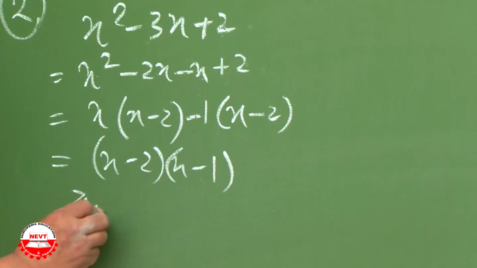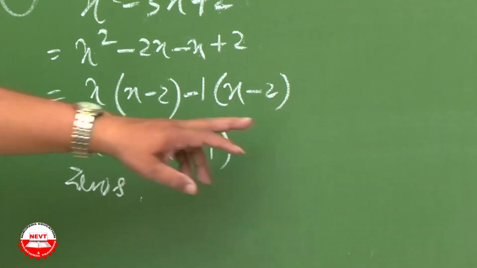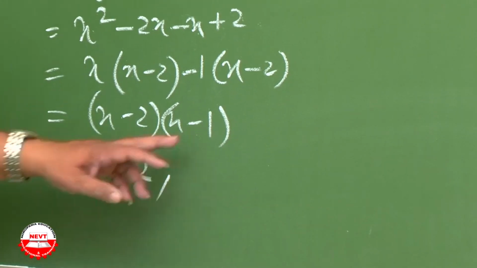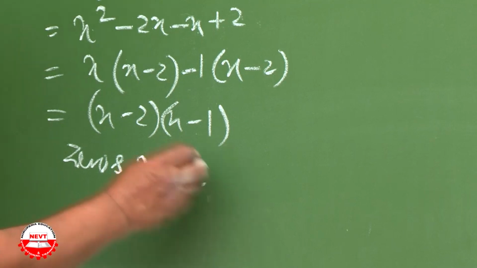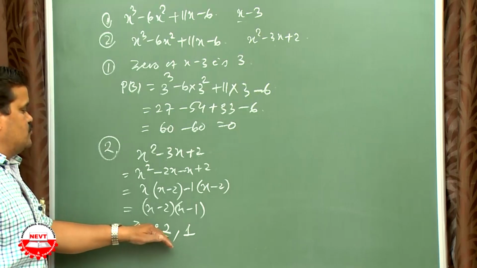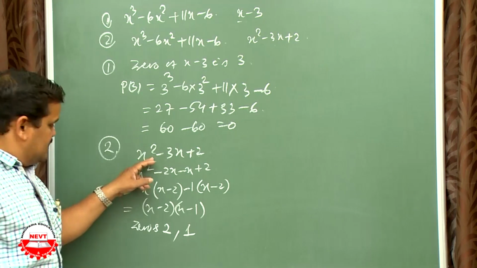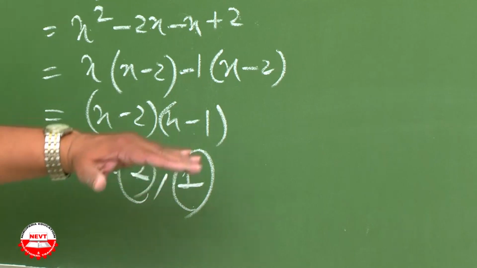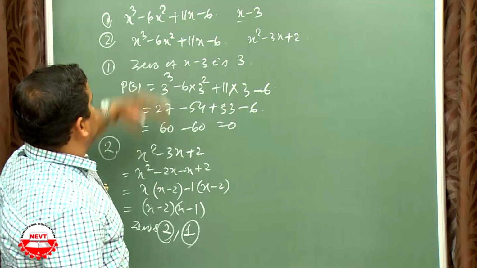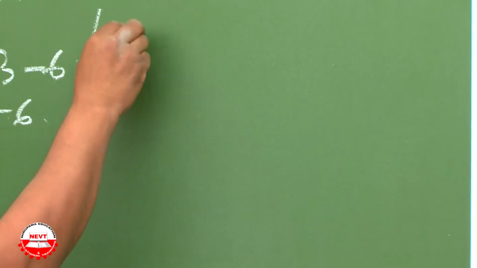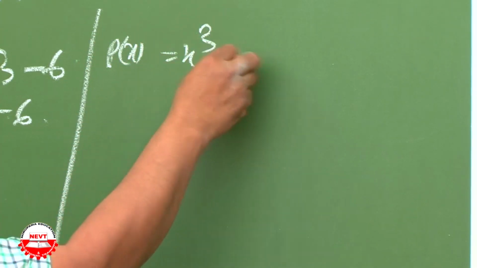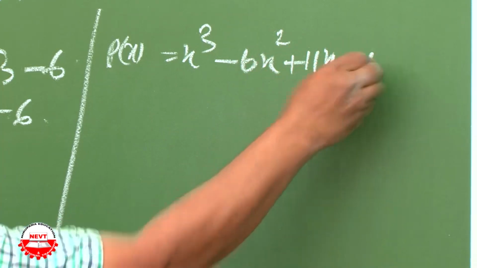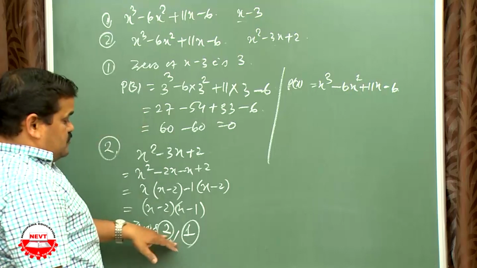So what are the zeros? If x minus 2 is equal to 0, then x is equal to 2, and if x minus 1 is equal to 0, then x is 1. That means 2 zeros are there, 2 and 1, because it is a quadratic polynomial. Okay? So now we have to verify whether these two are factors of this or not. That means P(x) is x cube minus 6x square plus 11x minus 6. So what is P(2) and what is P(1)?